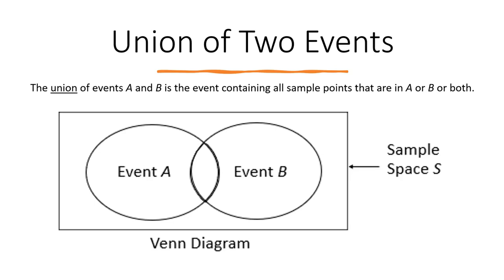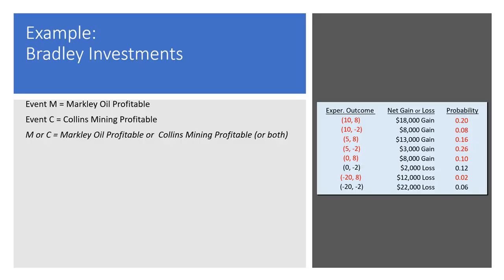The union of two events is another probability characteristic that we need to talk about. That's going to be the situation where we have event A and event B overlap, meaning that we have some cases that have event A and event B occurring. So let's go back to our example from Bradley Investments where we have Markley Oil and Collins Mining. So we're looking at a situation where one or the other or both of them are profitable.